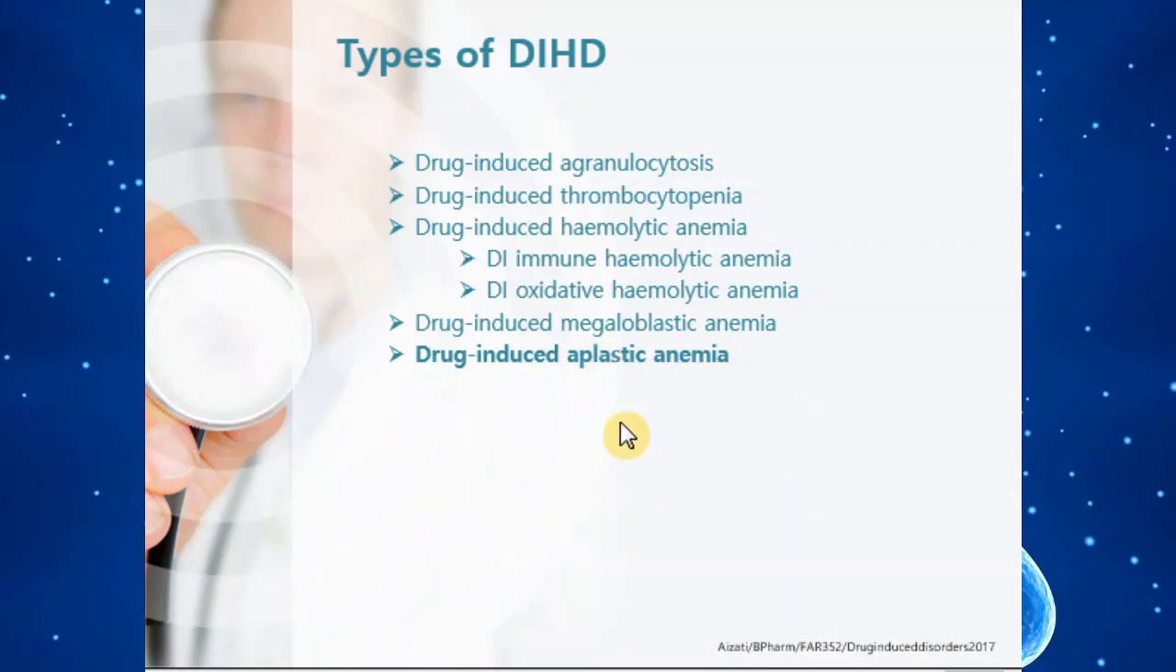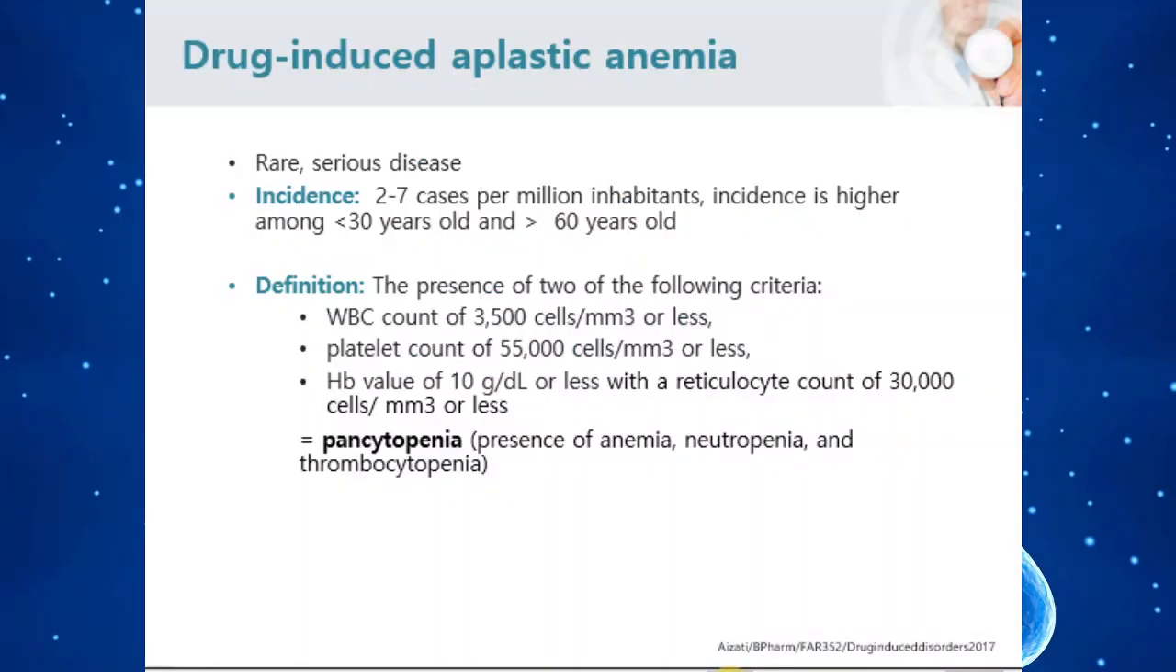And lastly is drug-induced aplastic anemia. It is a very serious disease, and it is also rare. The incidence is between 2 to 7 cases per million inhabitants. The incidence is higher among patients less than 30 years old and more than 60 years old. The definition of aplastic anemia is when the patient has 2 of the following criteria. Presence of all of these conditions, anemia, neutropenia, and thrombocytopenia, is called pancytopenia.